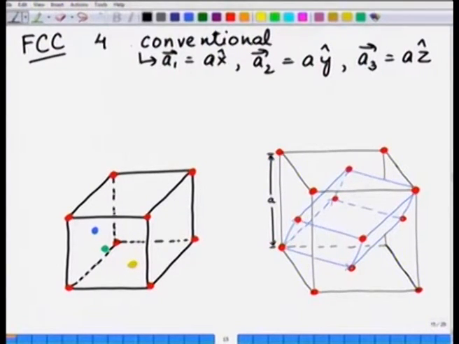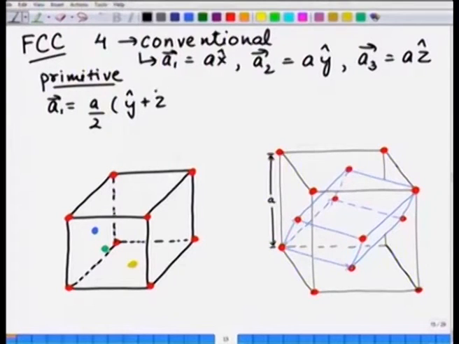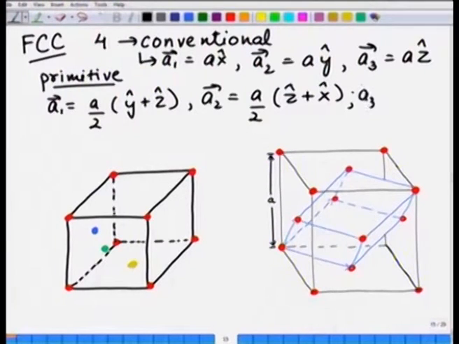But primitive cell, let us construct a primitive cell. Let me show you how one can make a primitive cell from FCC also. By choosing, let us say I choose a1 as equal to a by 2 (y hat + z hat), and a2 as equal to a by 2 (z hat + x hat), and a3 as equal to a by 2 (x hat + y hat). So, you choose our primitive cell like this.